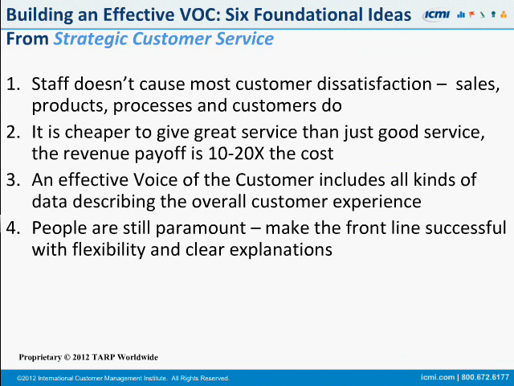Fourth, people are still paramount, and to get a good first contact resolution, your frontline has to have flexibility to be able to handle an issue with multiple solutions depending on the circumstances, and they have to be able to give clear, believable explanations for why they are telling the customer what they're telling them. We find most people can articulate the policy, but if the customer then says, well, why do you have that policy? Why can't you do this?